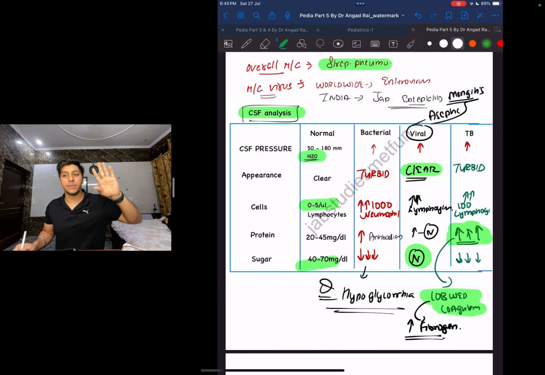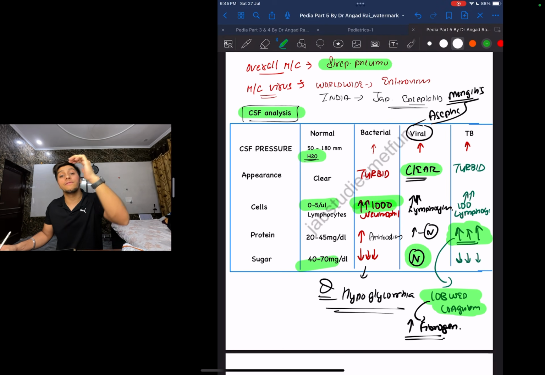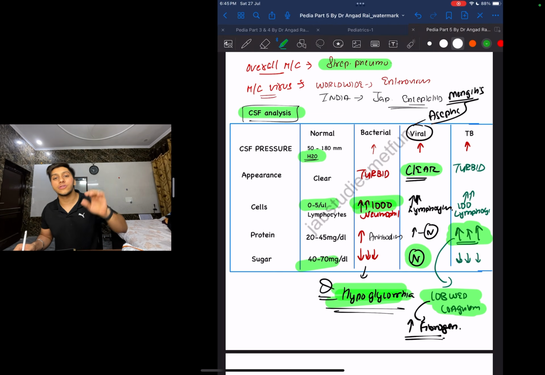In bacterial, viral, and TB, because of inflammation, CSF pressure is going to be high. That is clear. Appearance in bacteria is going to be turbid. The cells will be neutrophils. Obviously, you remember in infection, neutrophils are always high, and it will be in the number of thousands. Protein will be elevated. Why? Because of antibodies, and the sugar will be very low because bacteria need to feed and they are attracted towards the sugar. The condition in the CSF in which the sugar is low is known as hypoglycorrhea. This is a PYQ, guys. So low sugar is known as hypoglycorrhea. It can also be as low as 0.